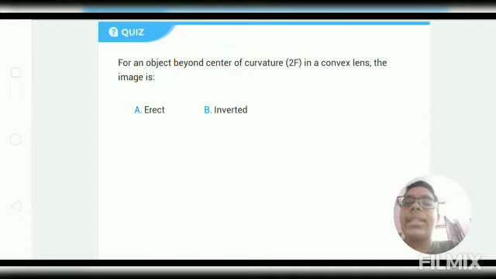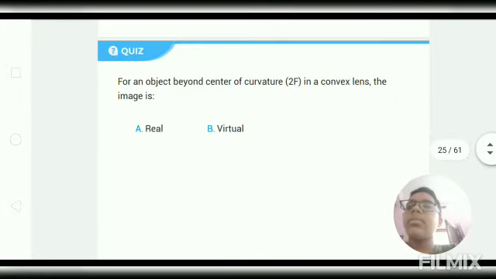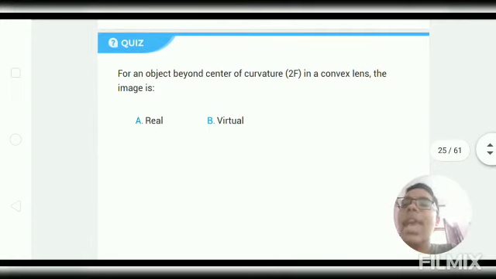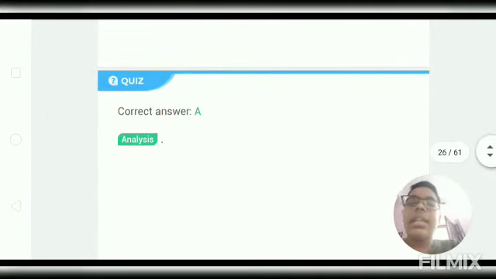Time ends in 5, 4, 3, 2, 1. It is an inverted image. Another small quiz. For an object beyond the center of curvature in a convex lens, the image is, that means in the above case only, real or virtual? Time ends in 5, 4, 3, 2, 1. We get a real image.